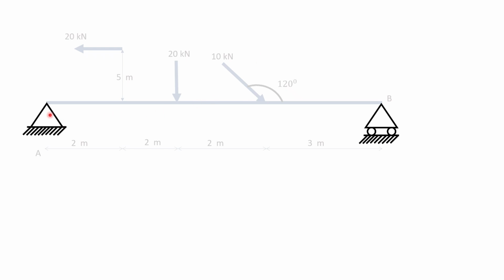This is hinged support. This is roller support. Hinged support will have horizontal reaction HA and vertical reaction VA. Roller support will have one reaction VB.